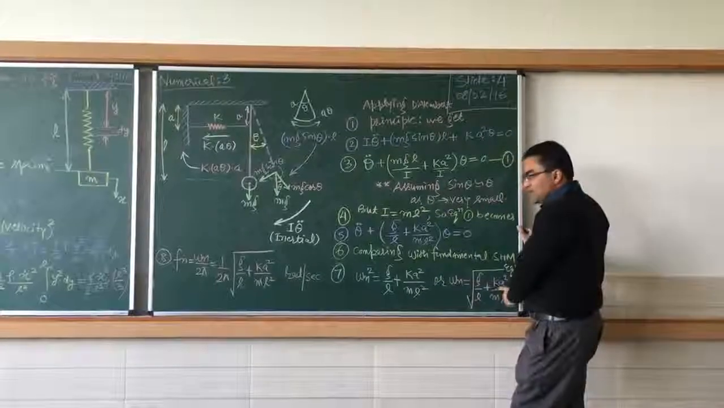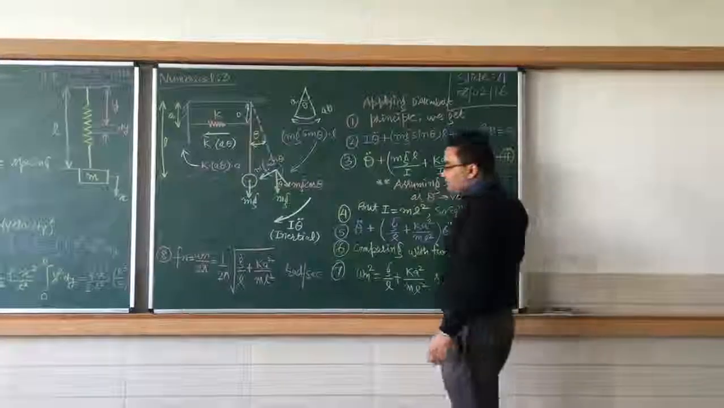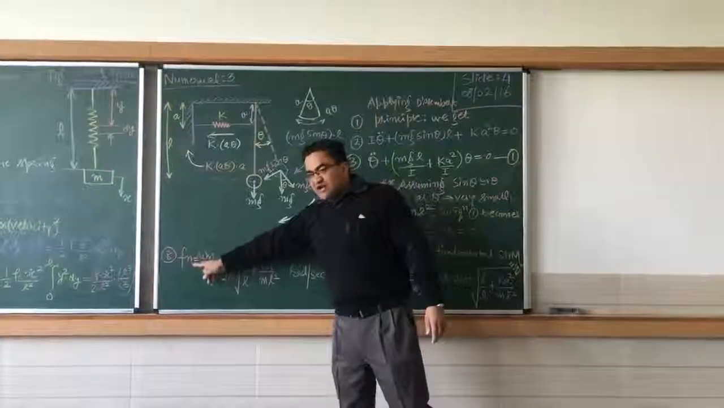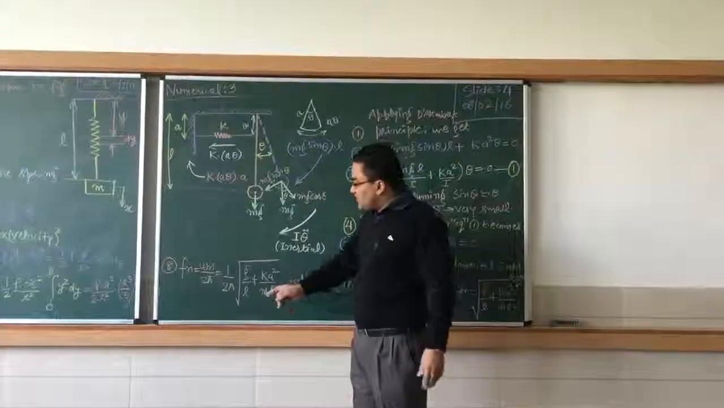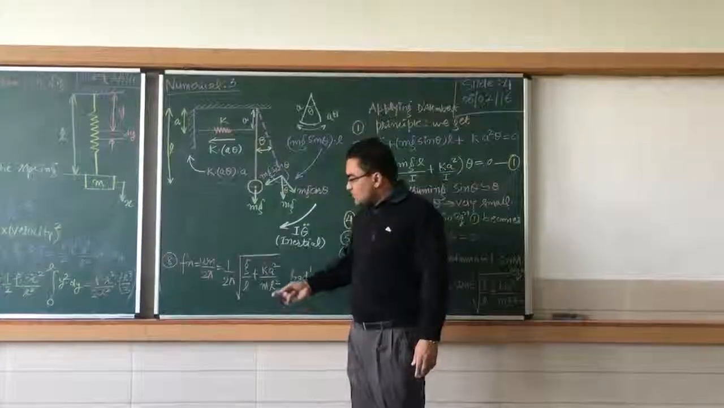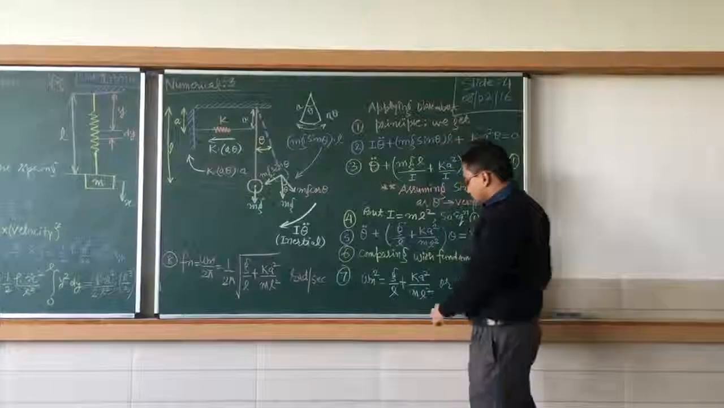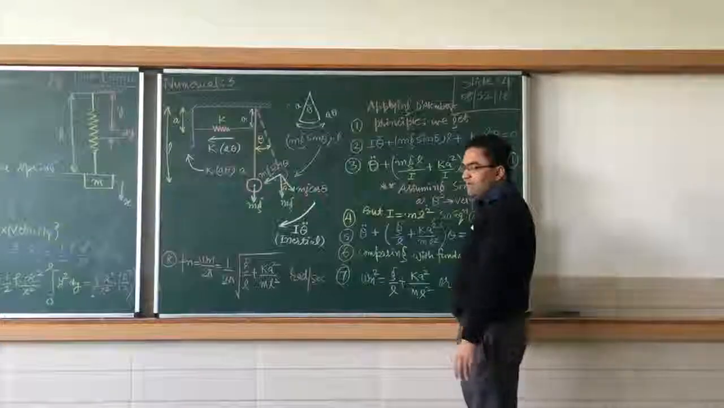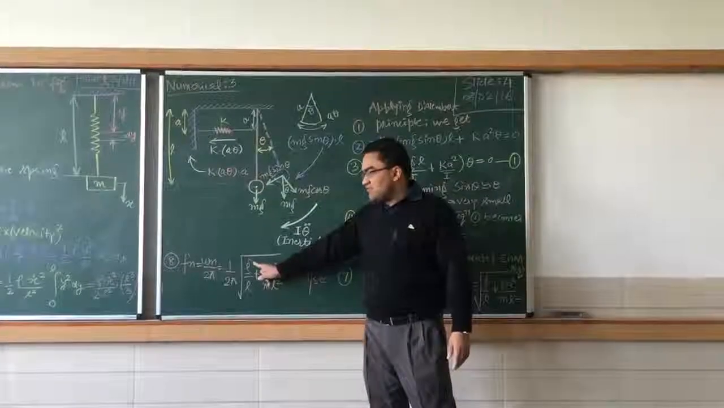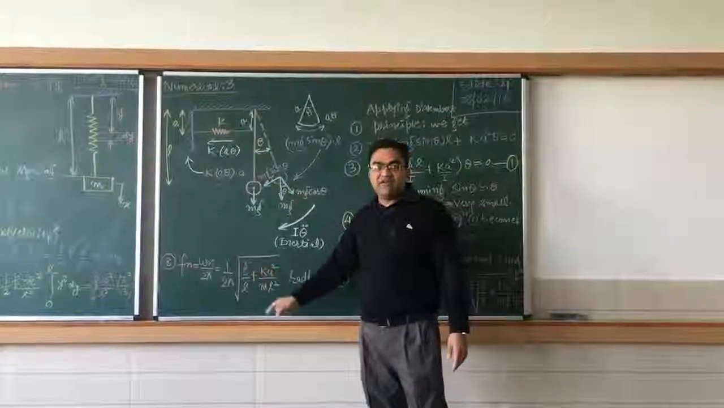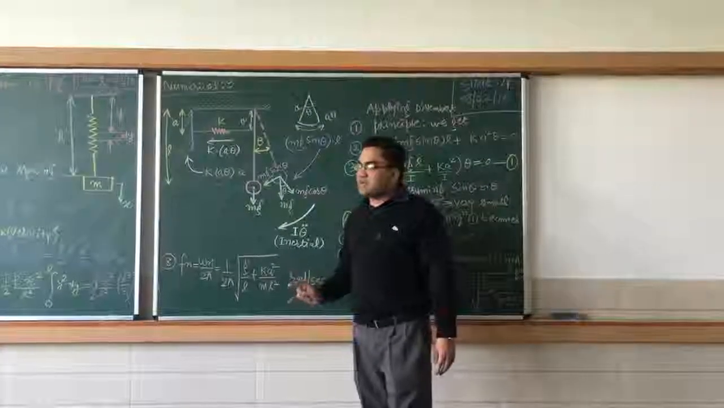Again, omega n can be calculated from step number 7. And from step number 8, the natural frequency of the system will be given as omega n equal to 2 pi f. So putting the value of omega n from step number 7, we can calculate the value of natural frequency from step number 8.